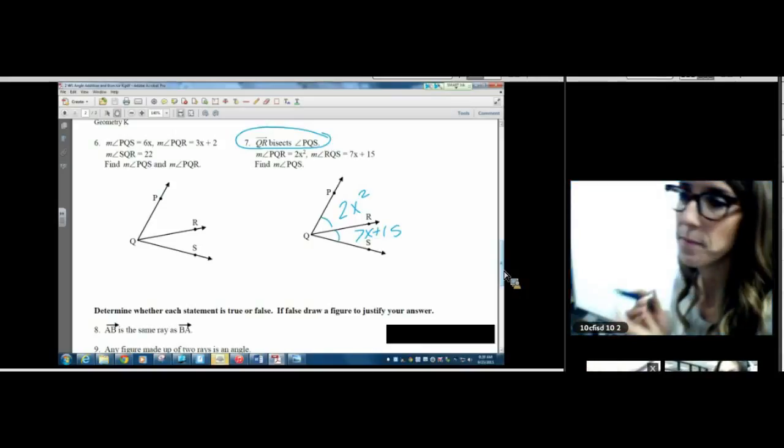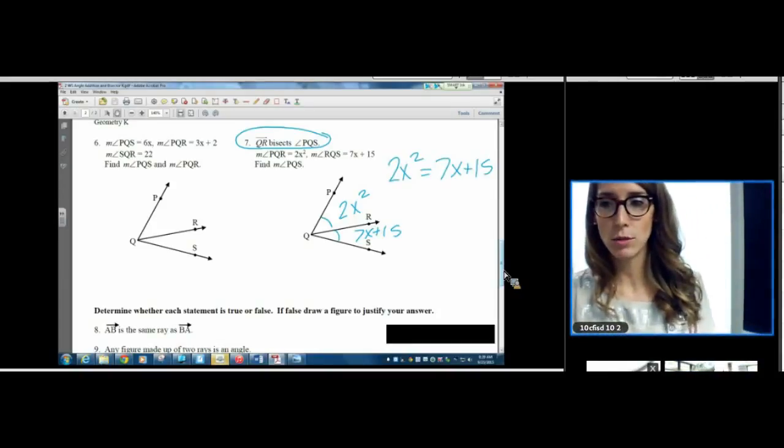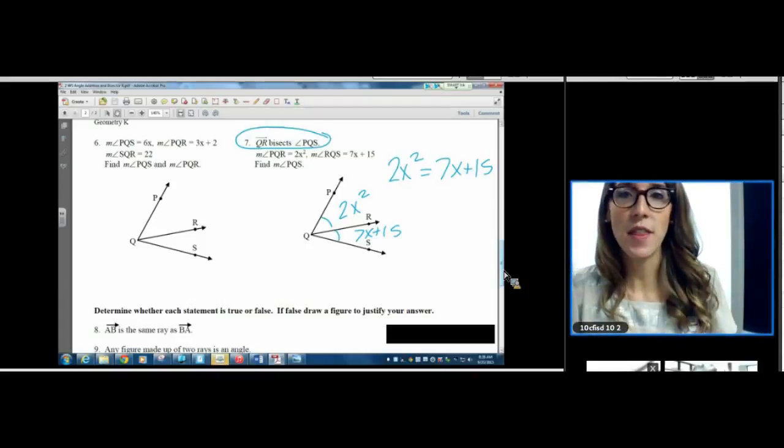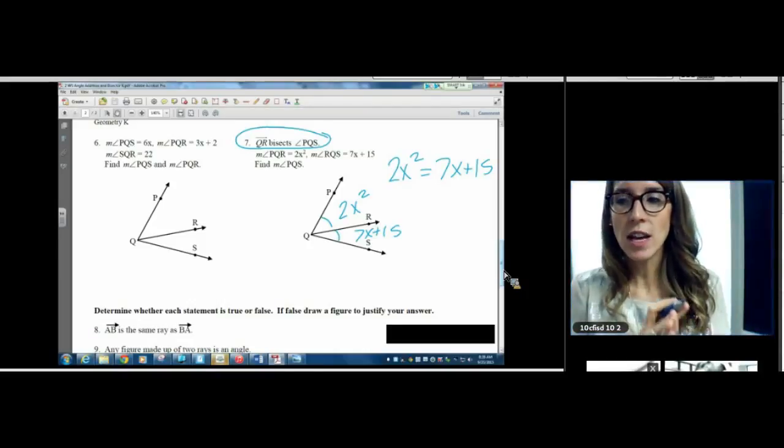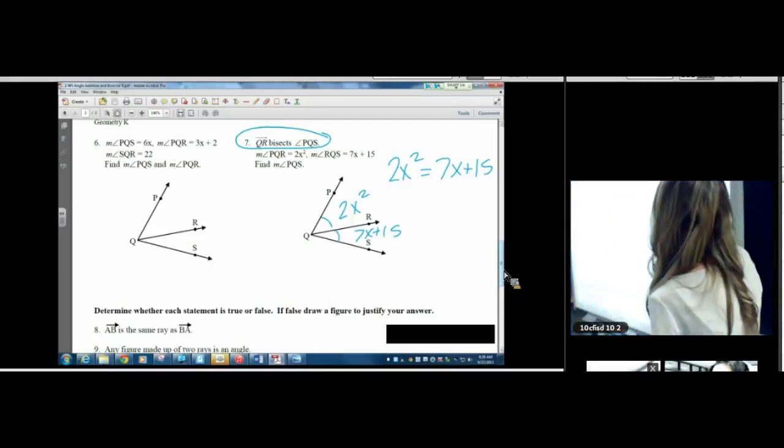Okay, so let's set up an equation. We are not going to add them together. That's the biggest mistake students make. They put a plus sign between those two expressions, and really you have nothing to equal it to when you do that. They're equal, they're identical twins, they're congruent angles. So we set them equal.